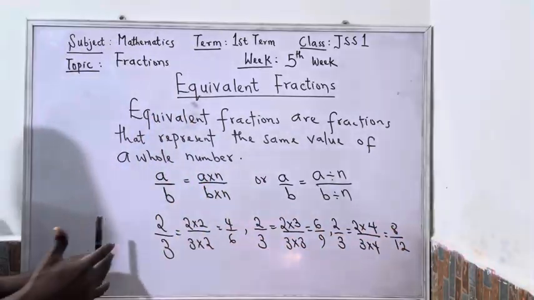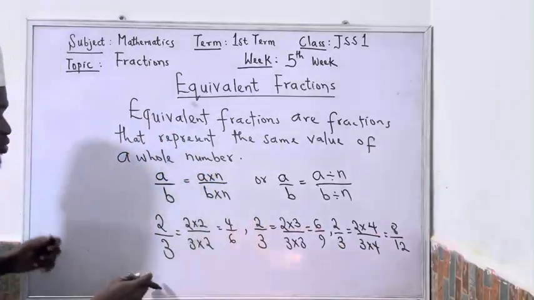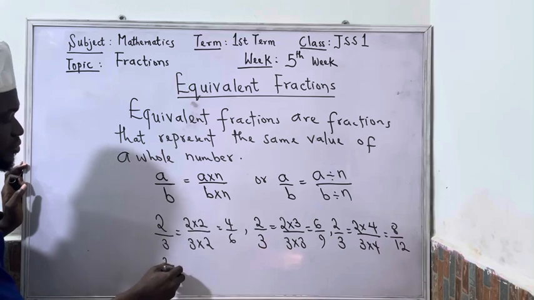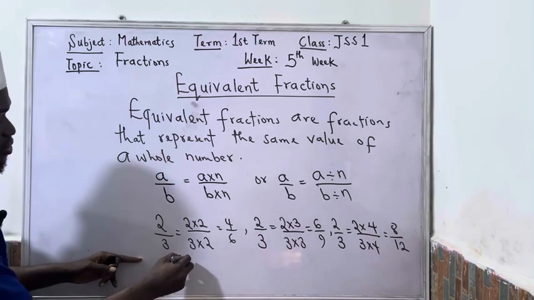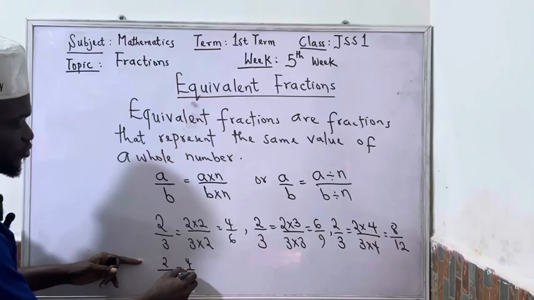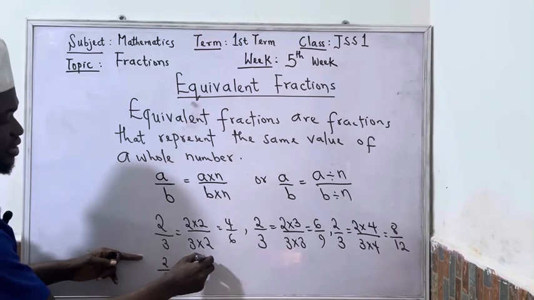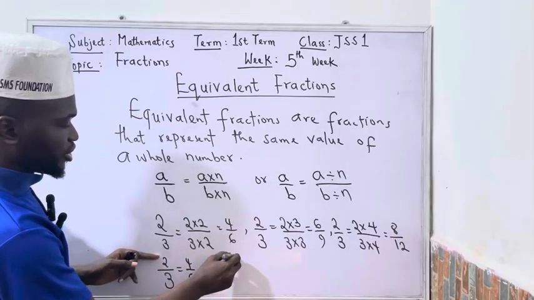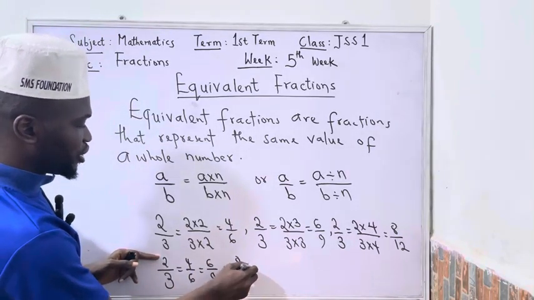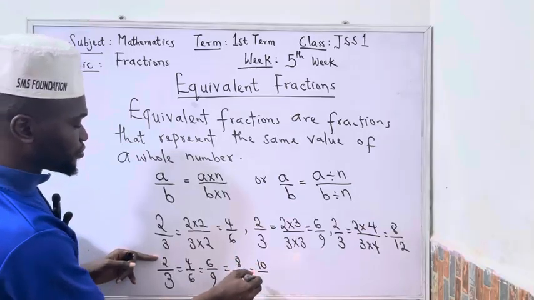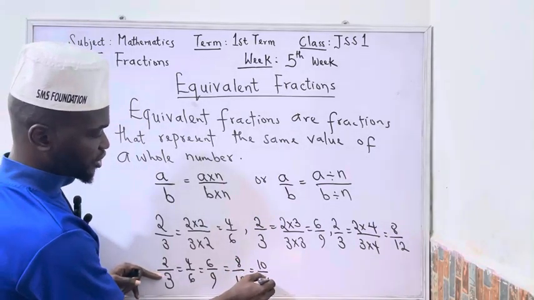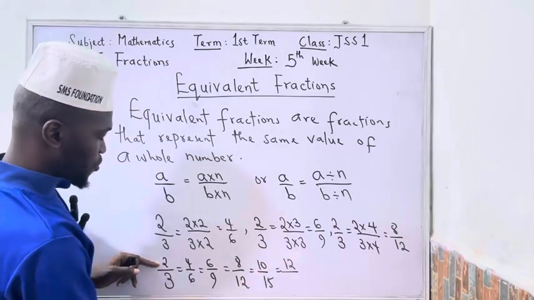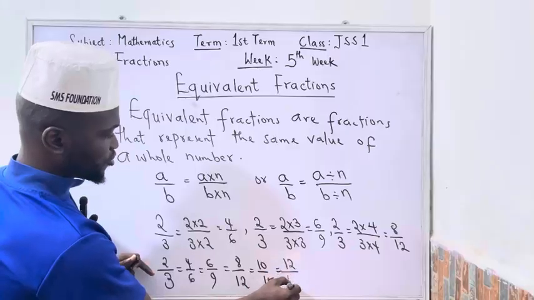So if I compile all my results, they will still give me the same fraction. I started with 2/3. If I multiply both top and bottom by 2, I will have 4/6. If I multiply by 3, I will have 6/9. If I multiply by 4, I'm going to have 8/12. If I multiply by 5, I will have 10/15. If I multiply by 6, I will have 12 over 18.